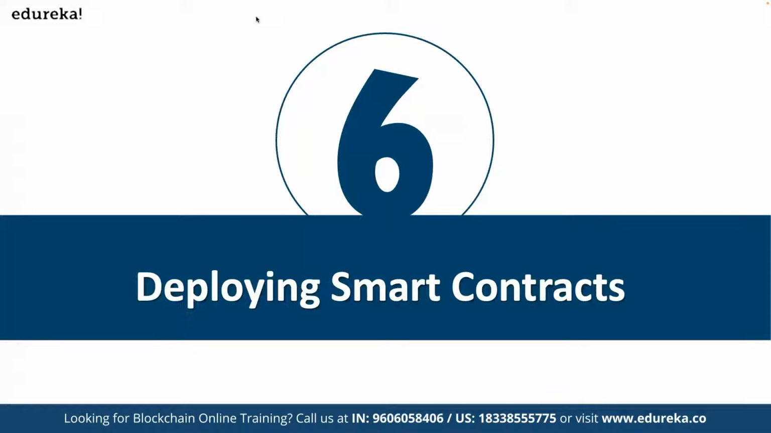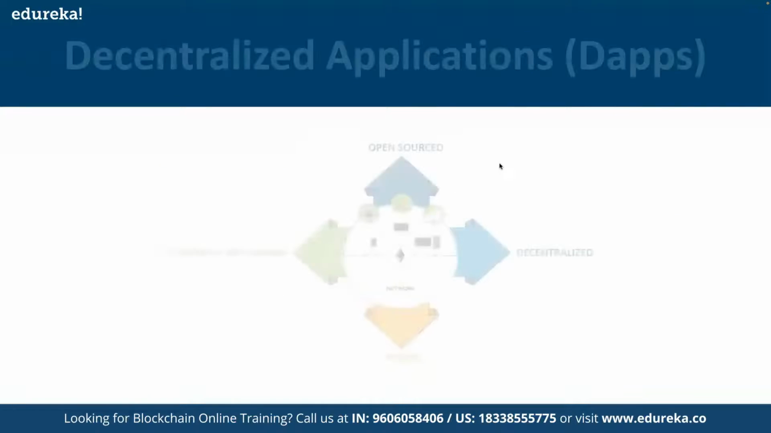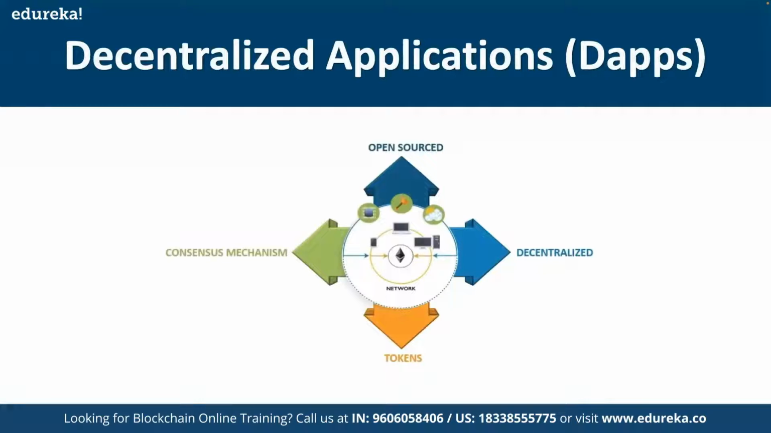Okay, now moving on, let's talk about deploying smart contracts. Coming back over here, we've got the Ethereum platform, and then we'll have the smart contracts, dApps and DAO. So that's Ethereum as a platform. When we talk about dApps, that is decentralized applications, some of the key things you need to know are that they are open source, decentralized, have a consensus mechanism, and run with the help of tokens.